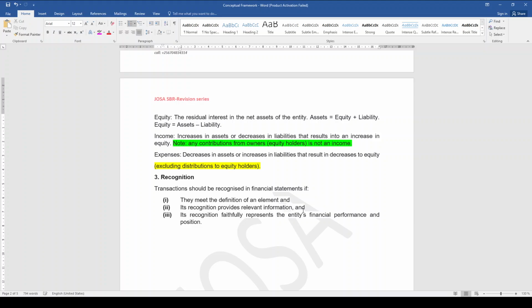So this is the guidance provided by the conceptual framework regarding recognition. The number 4 guidance that the conceptual framework provides is derecognition.